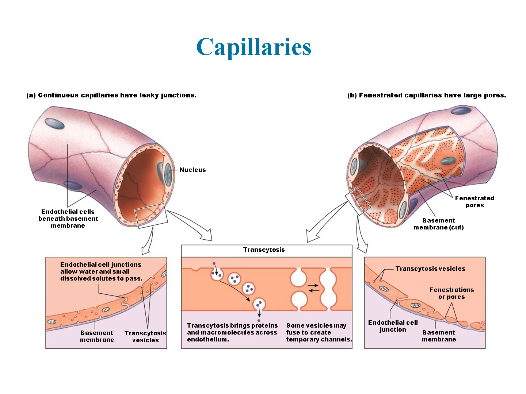movement of substances. Additionally, some substances, such as proteins and large molecules, are transported across the endothelial layer by transcytosis, a process in which vesicles carry molecules through the cell. Some vesicles may even fuse to create temporary channels for transport.